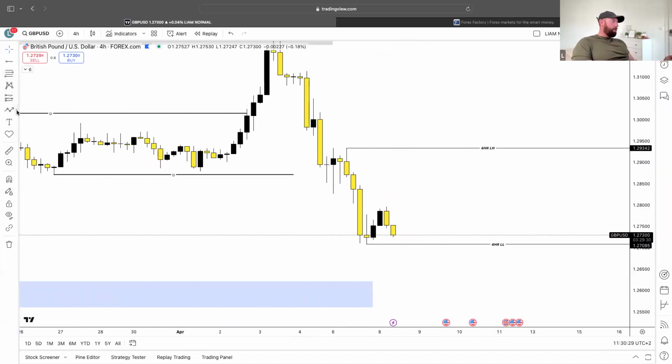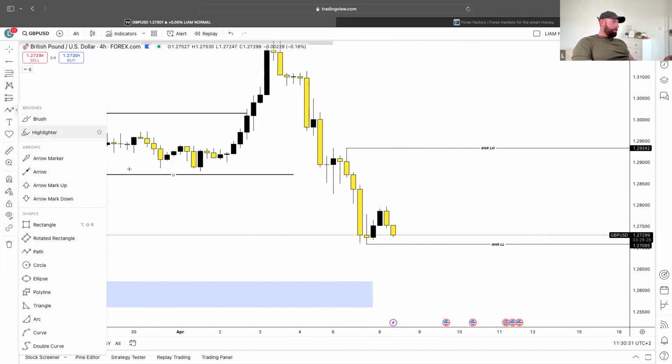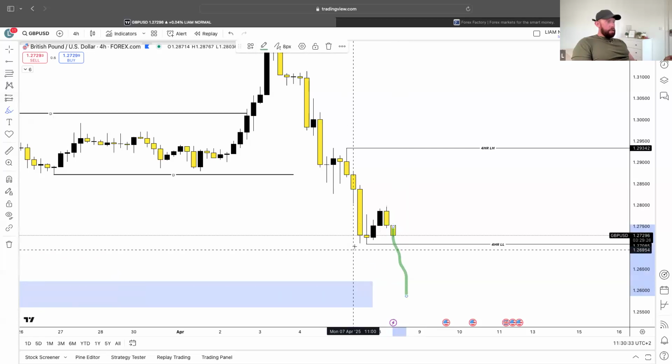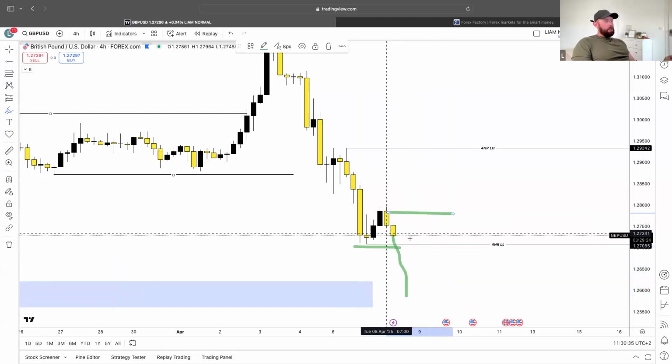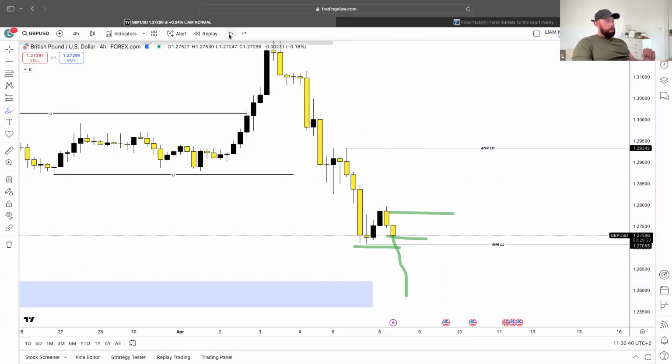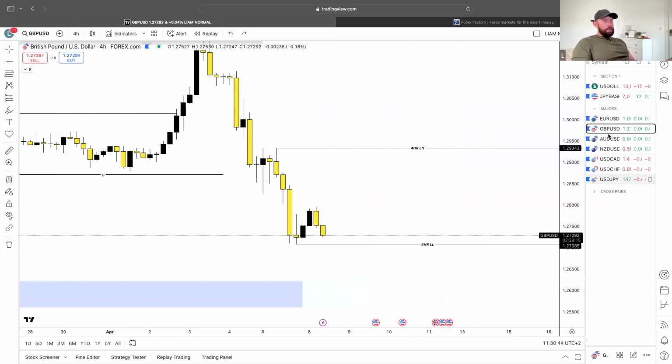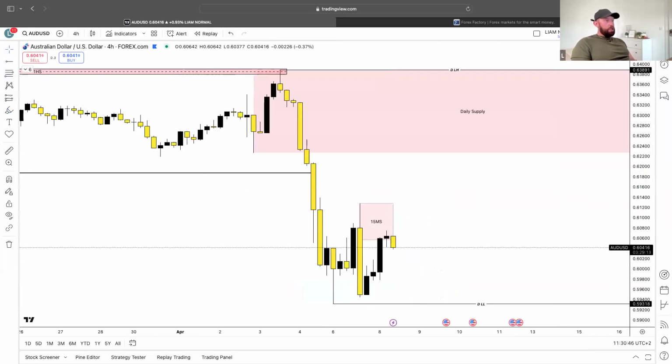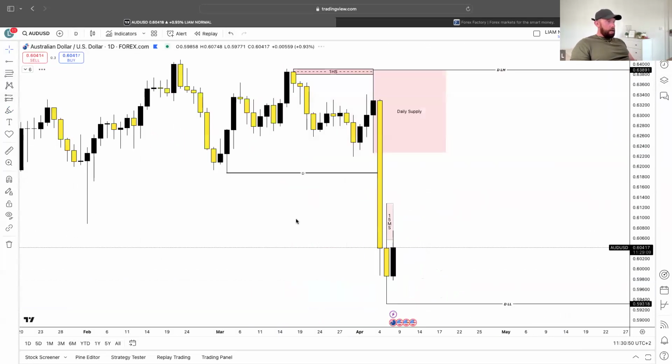The only thing that I'd be waiting for, me personally, is a clearer break and then a fresher supply area for us to try and look for trades. But GBP USD is not my favorite as we speak. So that leads me on to AUD/USD, which for me is probably more likely the better pair right now.